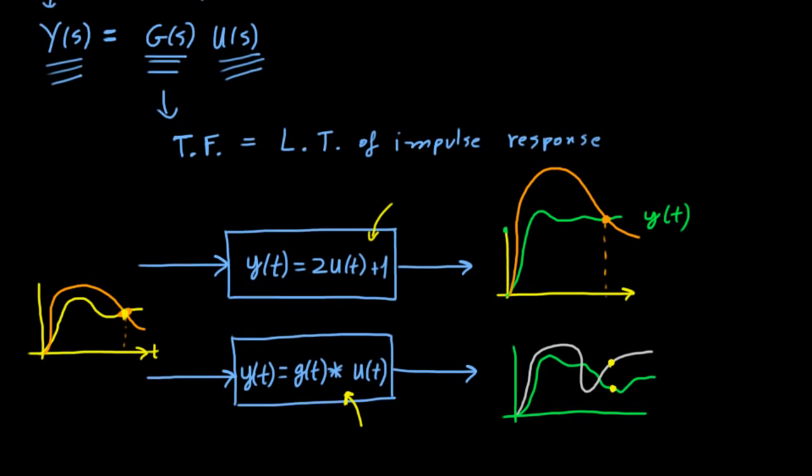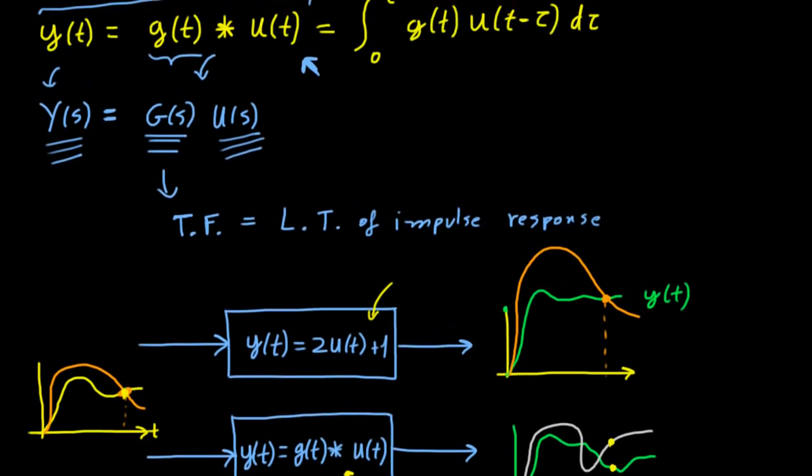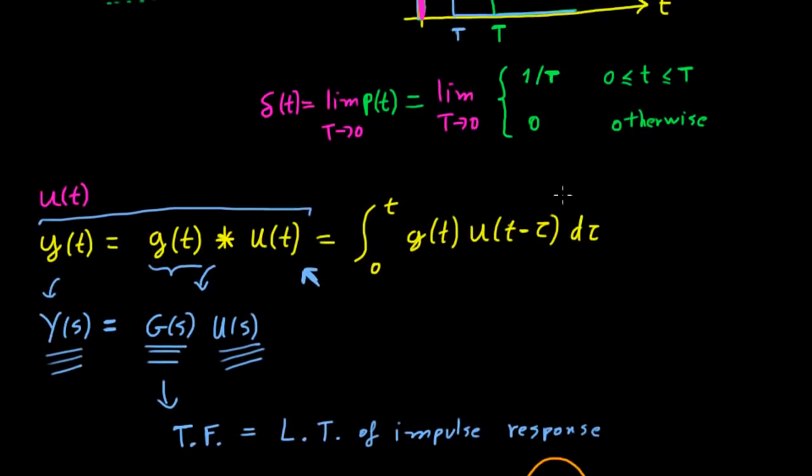Well, hopefully this makes sense, and I'll see you in the next video in which I'll try to show why the output of a system is given by the convolution of the input, of any input, and the impulse response.